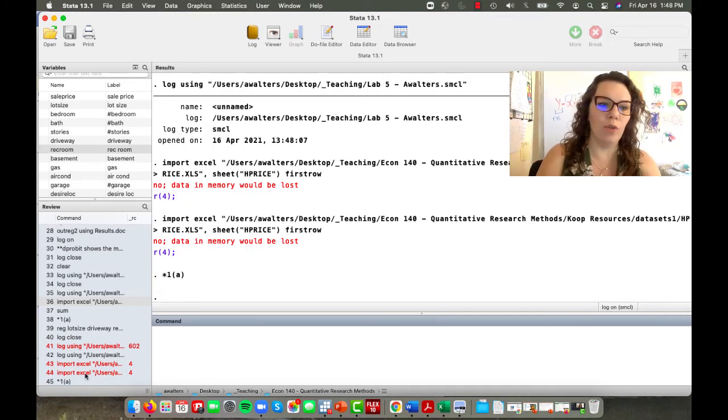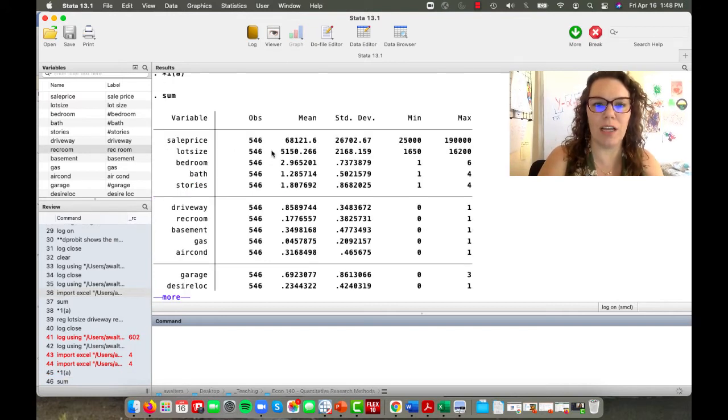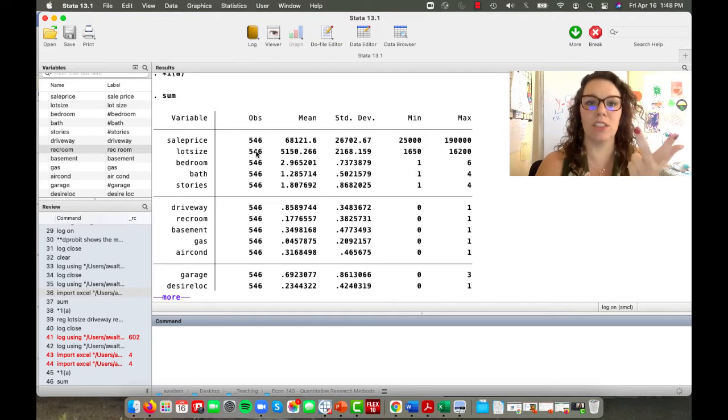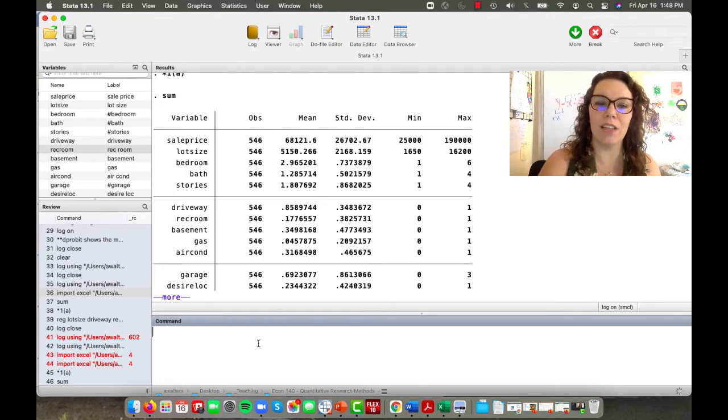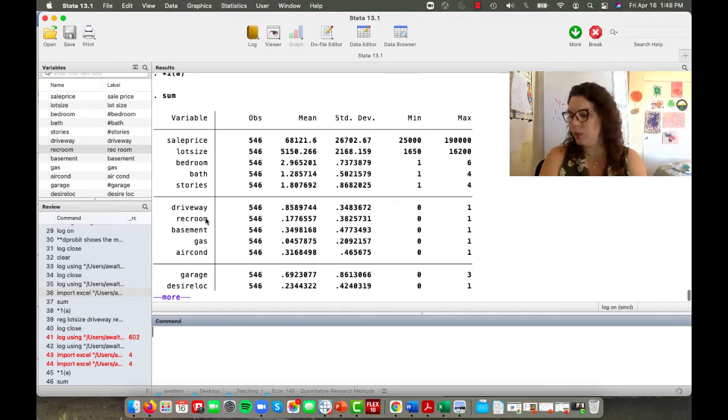So real quick, let's summarize our data just to remind us of what's in there. We've got sale price as our dependent variable, our Y. We have the quantitative variables, lot size, bedroom, bathroom, and stories. Those are X1, X2, X3, X4. And then we have a lot of dummy variables as well. We have driveway as D1, rec room as D2. And then for our purposes in this example, we're going to consider air conditioning D3.